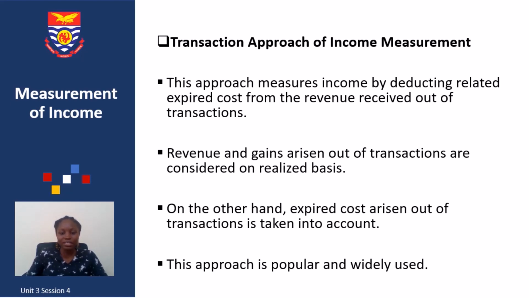So it's actually the money you received or you realized out of the sale, or any gains that you have realized for real, like real gains, not assumed gains, or gains that you are assuming you would gain in the future, but those that have actually been realized. On the other hand, expired costs that arise out of these transactions are also taken into account.